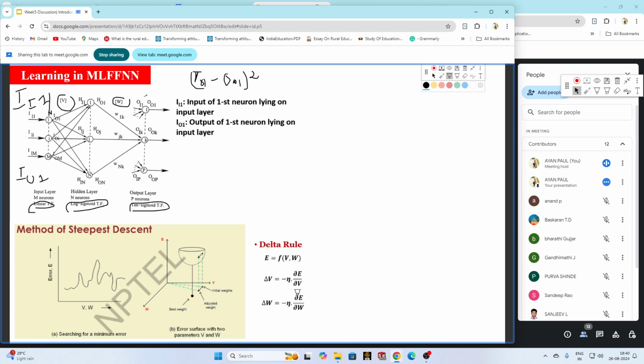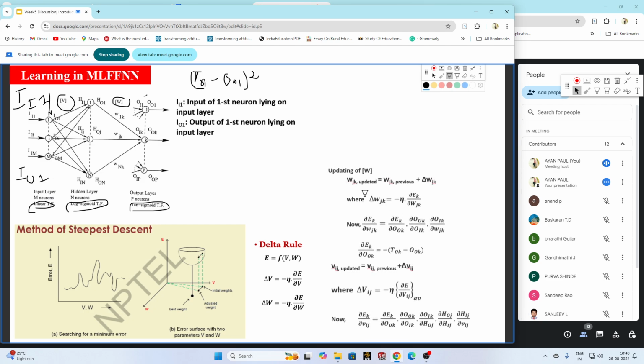Now there is a delta rule. What is the delta rule? Delta V will be equal to minus eta del E by del V. Delta W will be minus eta del E by del W. Why do we want delta V and delta W? Because we want to update the weight. Your updated weight will be equal to the previous weight plus your delta V or delta W. Here we are talking about W, so that is delta W.